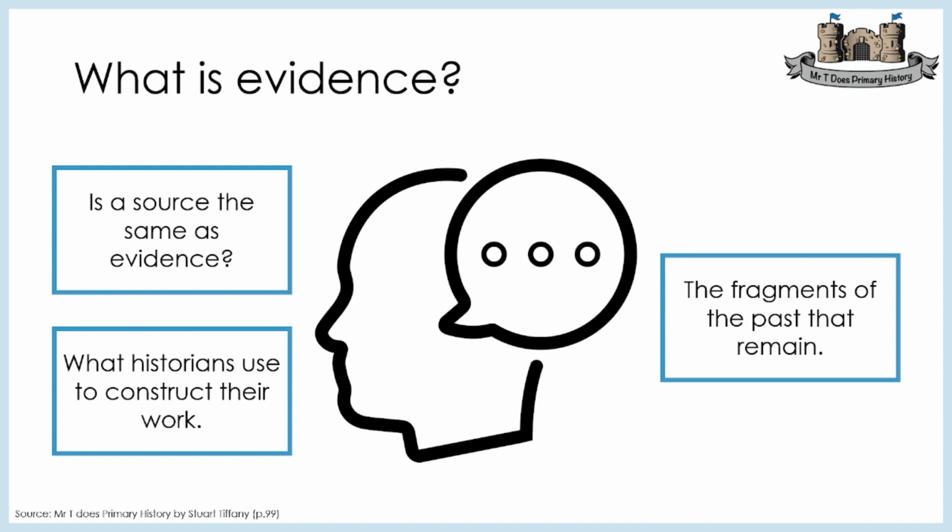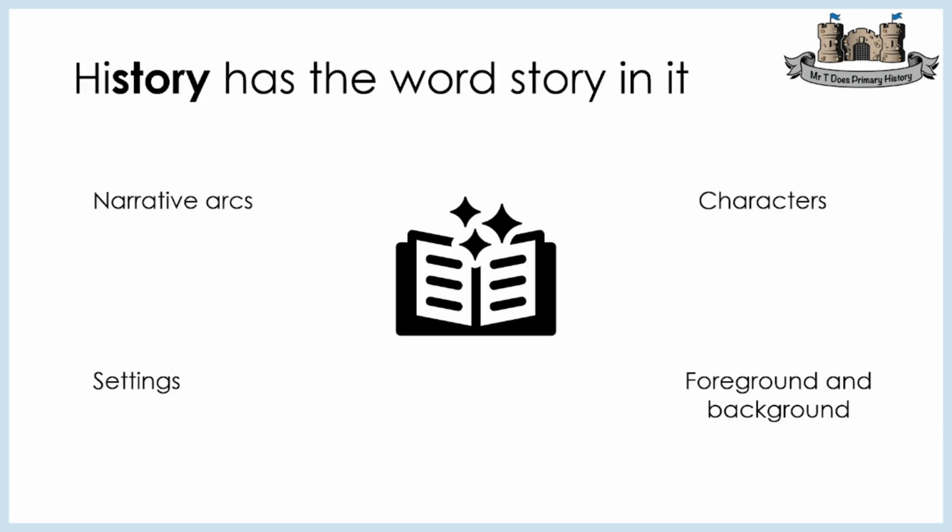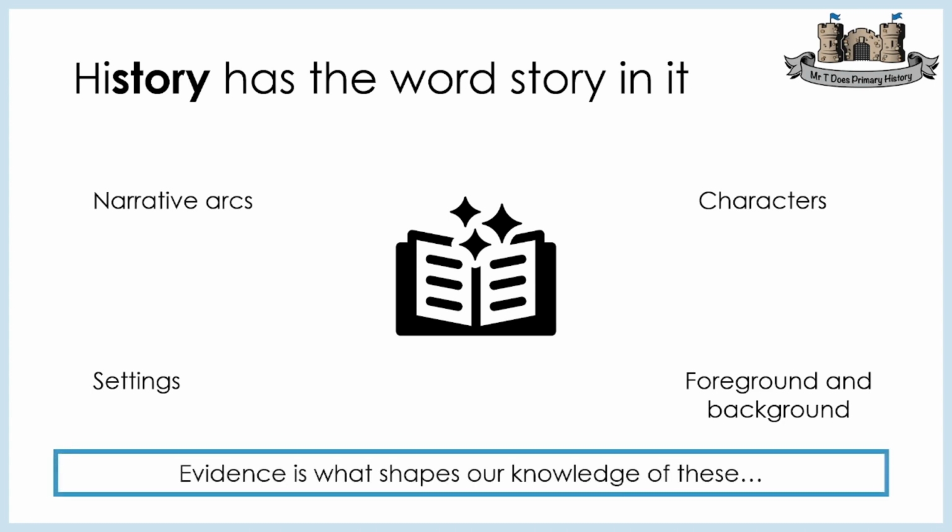Evidence is what is extracted from the source and then used by historians to construct their accounts, interpretations and arguments. History has the word story in it for a reason. When we think about what a history unit contains, the 4 aspects introduced in video 1 are ever present. As is evidence, because without relevant evidence we don't have a sense of narrative arc, setting, character and both the relevant foreground and background knowledge. Evidence is what shapes our knowledge of these.